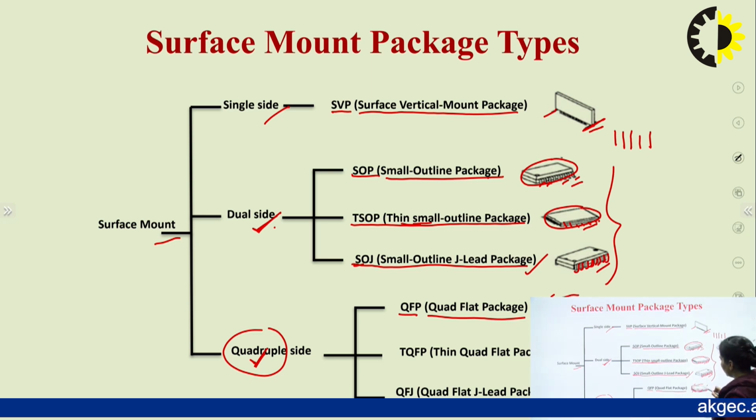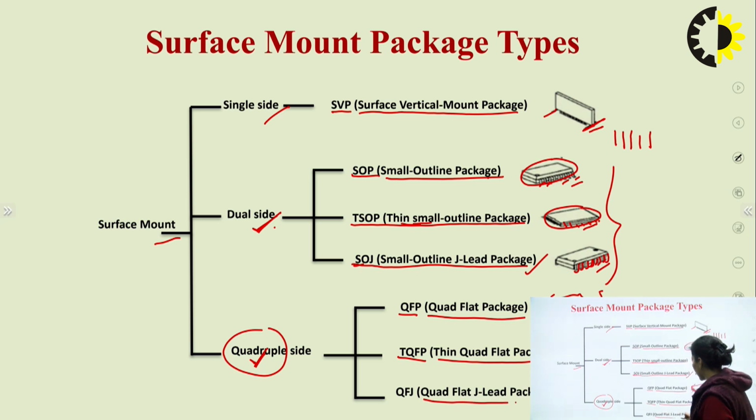And the package is flat square shape. Thickness is quite noticeable. Again, in this thin quad flat package, thickness is not noticeable, very thin, and pins can be found on all the four sides. Again, quad flat J lead package. This is similar to the quad flat package, but with the pins shaped J, like this. So these are the different types of surface mount packages.